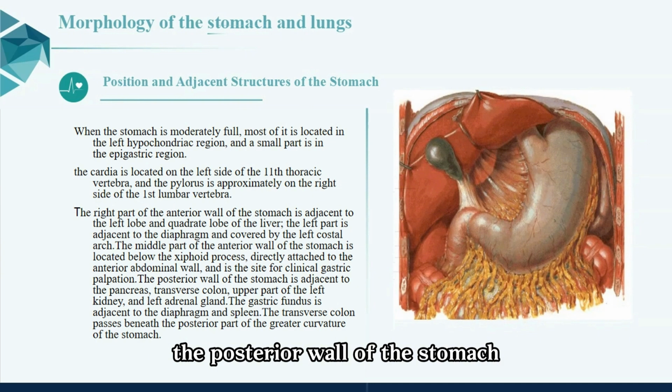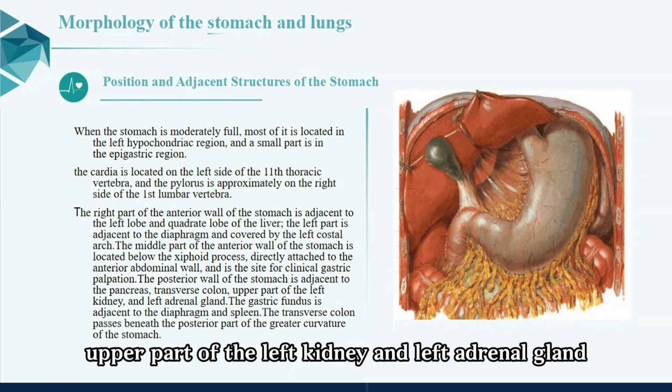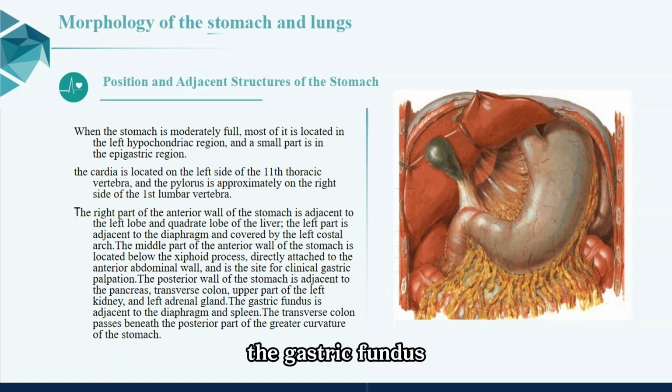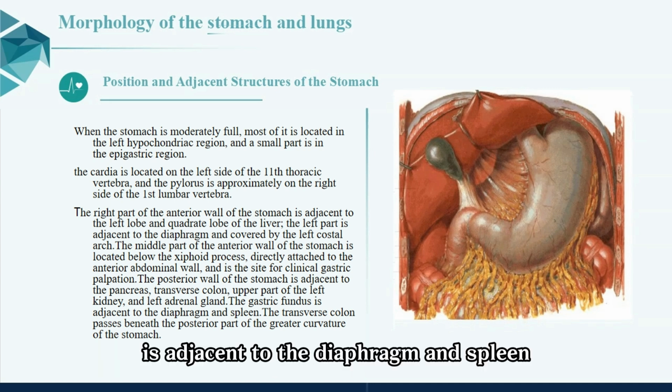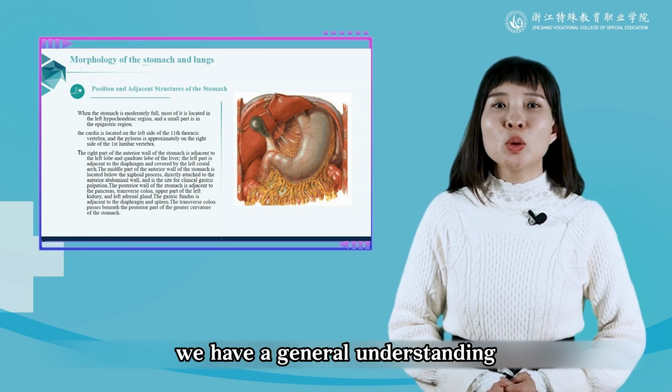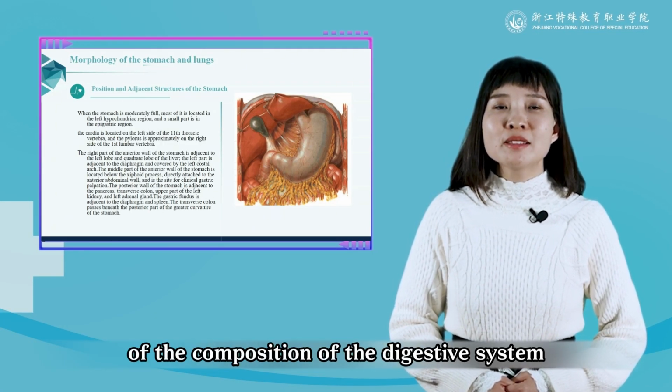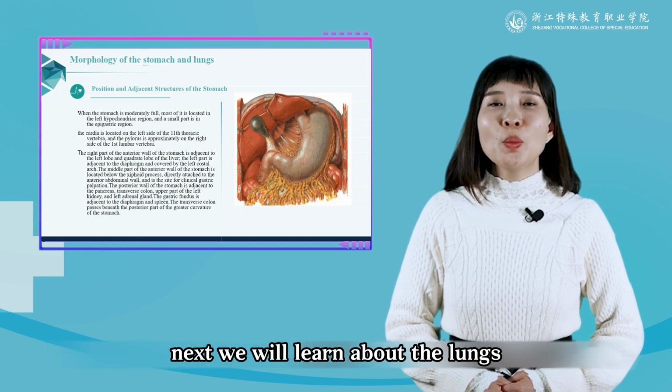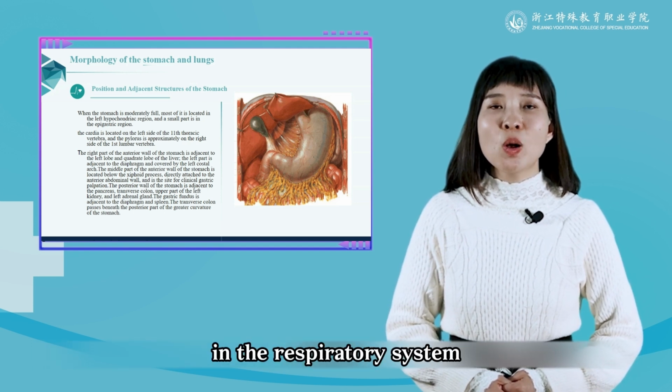The posterior wall of the stomach is adjacent to the pancreas, transverse colon, upper part of the left kidney, and left adrenal gland. The gastric fundus is adjacent to the diaphragm and spleen. Through learning about the stomach, we have a general understanding of the composition of the digestive system. Next, we will learn about the lungs and the respiratory system.